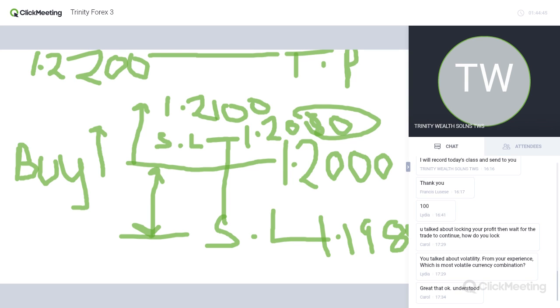So the most volatile moment is when the London market and the New York market are both in session. When they overlap, that is when both of them are open at the same time. That happens at around 2 p.m. South African time.